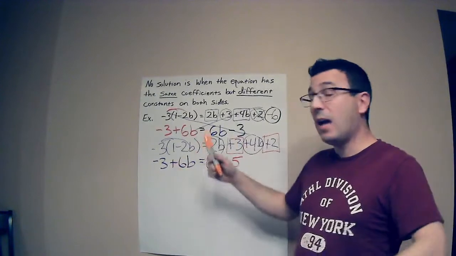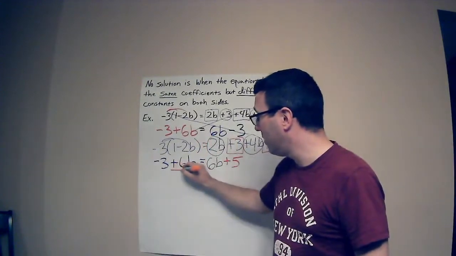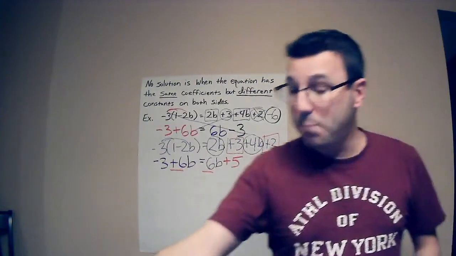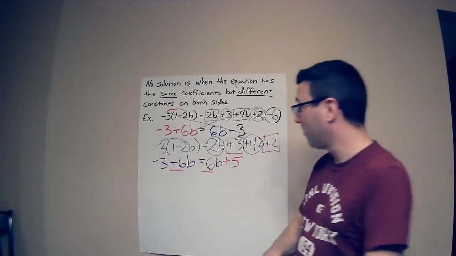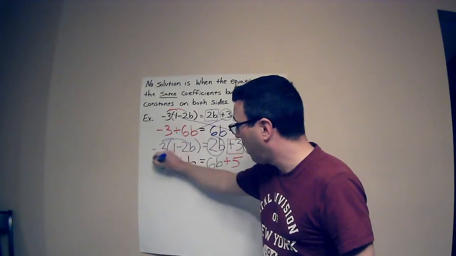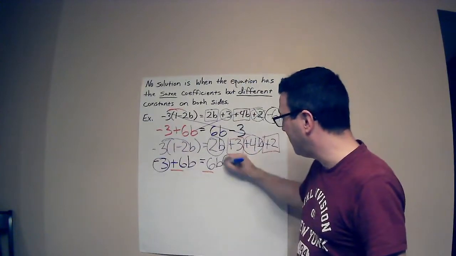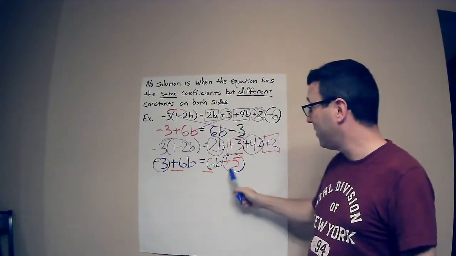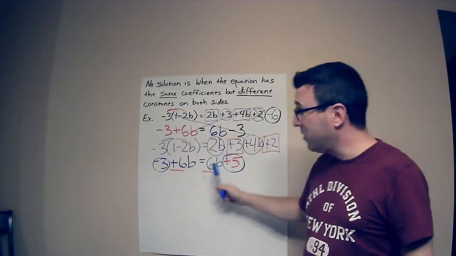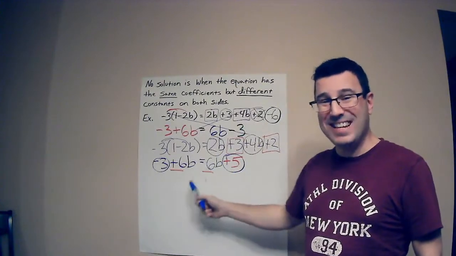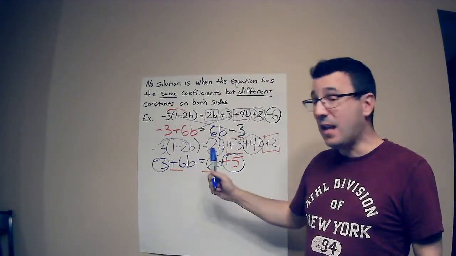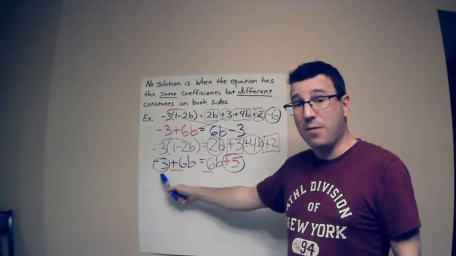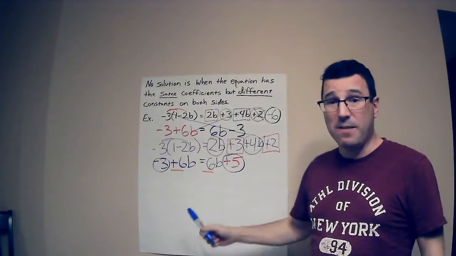I have the same coefficient, positive 6, but our constants are different. This is a negative 3, this is a positive 5. There's nothing I'm going to multiply 6 by that is ever going to be the same if I take away 3 or I add 5.